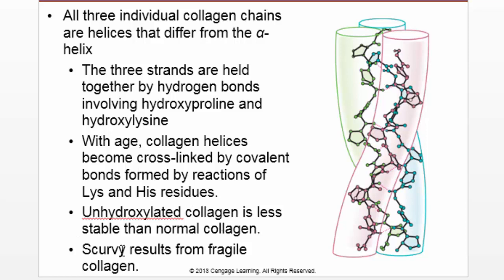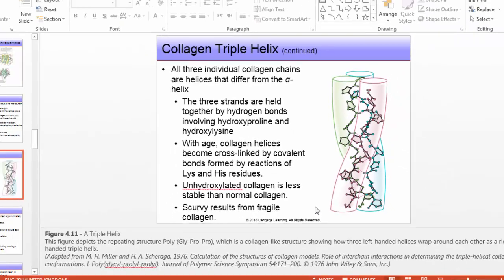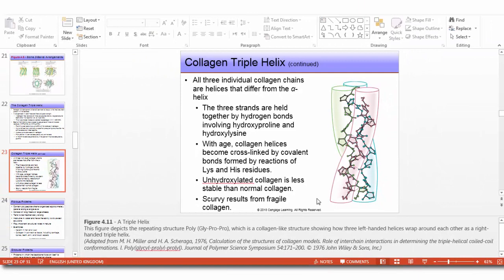Unhydroxylated collagen is less stable than normal collagen. Scurvy results from fragile collagen. Scurvy symptoms such as bleeding gums and skin discoloration are the result of this fragile collagen. The enzyme that hydroxylates proline and maintains the normal state of collagen requires vitamin C, or ascorbic acid, to remain active. So scurvy is caused by a dietary deficiency of vitamin C.